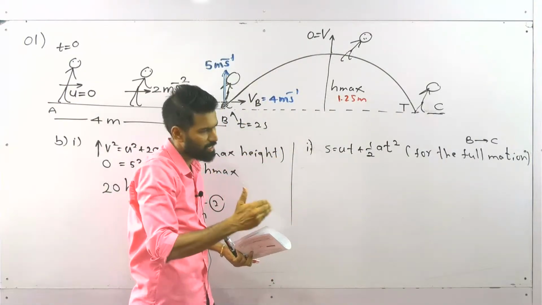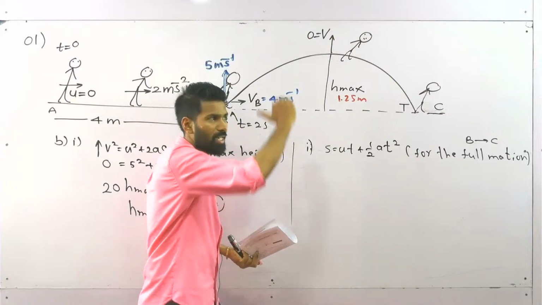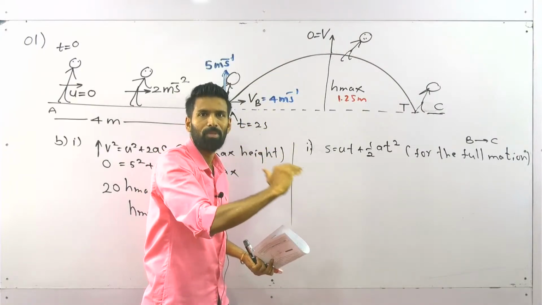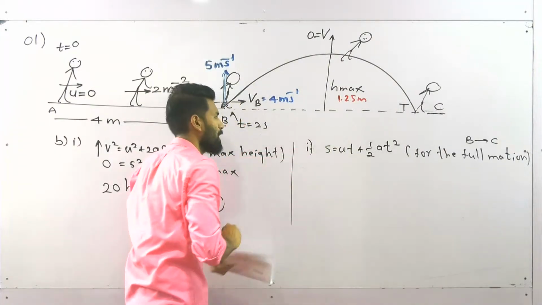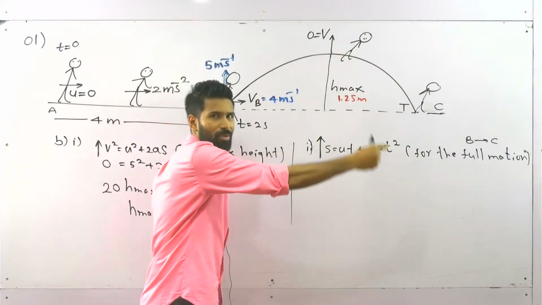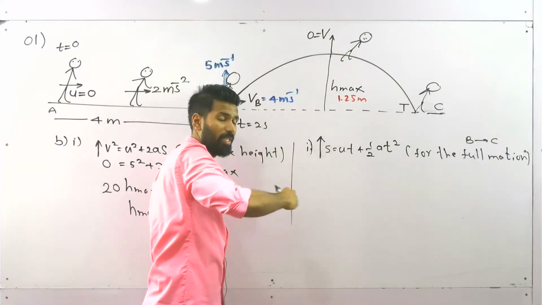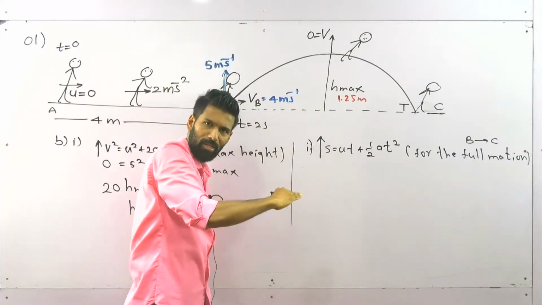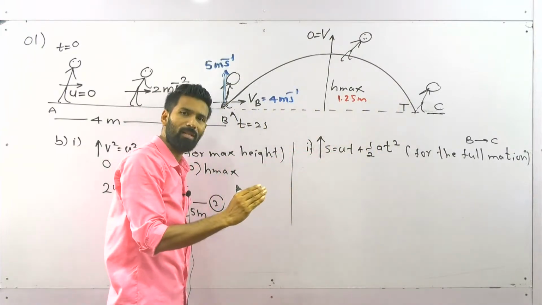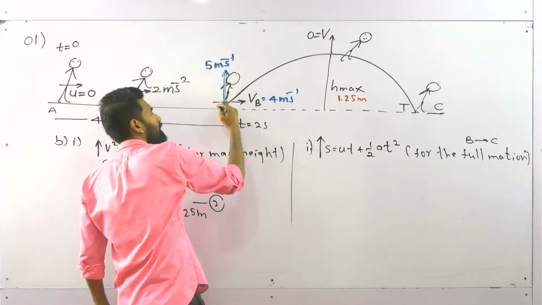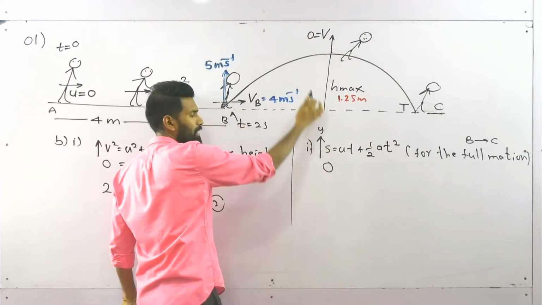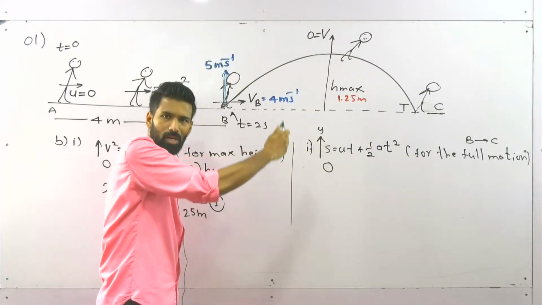So even though she has a horizontal velocity, her vertical velocity will become 0 again when she reaches the same ground level after the flying time. So when I'm applying S equals ut plus half at square in the vertical direction, after flying time, what happens? The vertical displacement, the y coordinate, becomes 0 again.